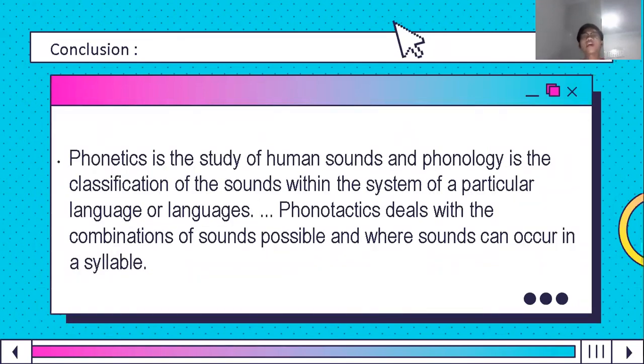In conclusion, phonetics is the study of human sound, and phonology is the classification of the sounds within the system of a particular language or languages. Phonology deals with the combinations of sounds possible and where sounds can occur in a syllable.